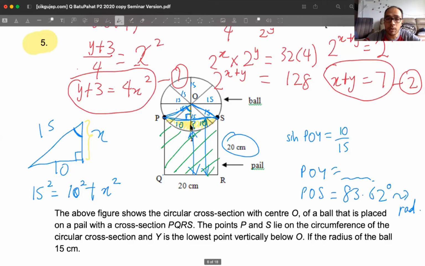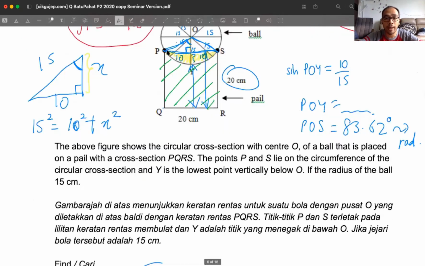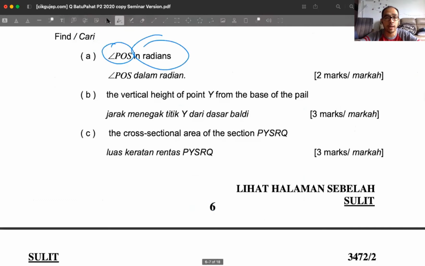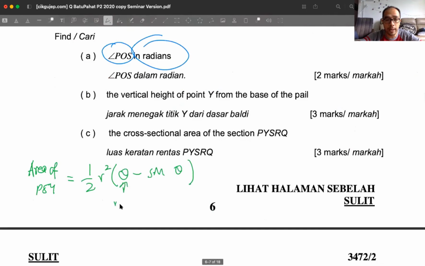So this is the problem now. I don't know if you're familiar with this, but there's a formula to count this yellow part. I'm going to call this the area of PSY, PSY as in the Oppa Gangnam Style singer. The area of PSY is actually 1/2 r squared (theta minus sine theta). But this one is in radian and this one is in degrees.